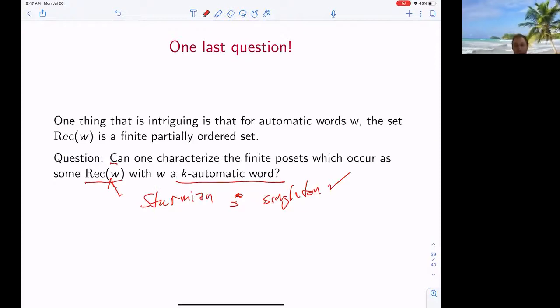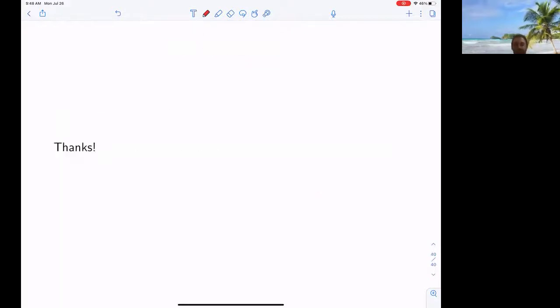But for automatic words, it seems you can get somewhat complicated posets. And the question is, can we somehow characterize the posets which can be realized as rec W, with W a k-automatic word? So I don't know the answer. If someone does know some way of characterizing, that would be interesting. It'd be an interesting invariant that I don't think has been looked at. So anyway, that's the talk. Thank you, and I'll stop there.